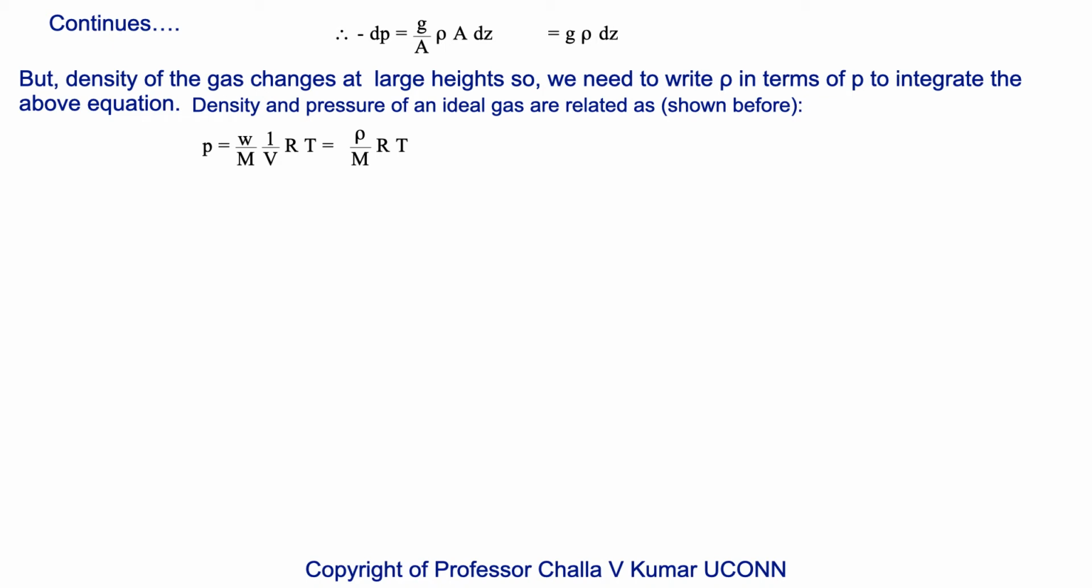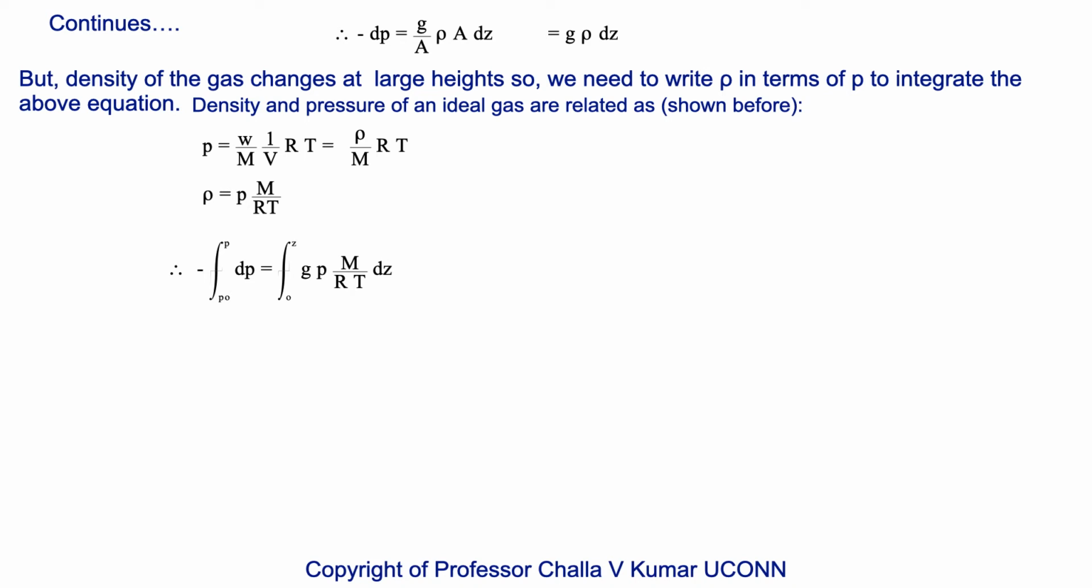And so now W over V is nothing but density, rho. Therefore, pressure equals rho over M times RT, which is what we worked out in the previous slides. And so now we can write rho as equal to PM over RT. So simply go to that expression on the right-hand side top corner. Minus dP is then equal to g times PM over RT multiplied by dz.